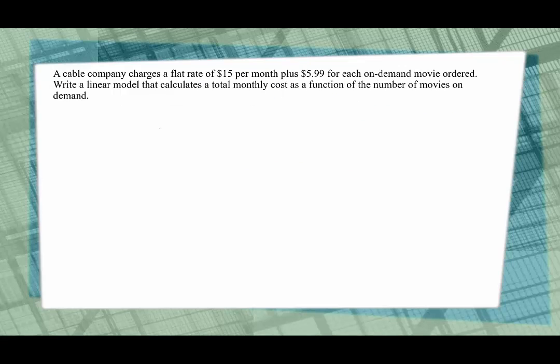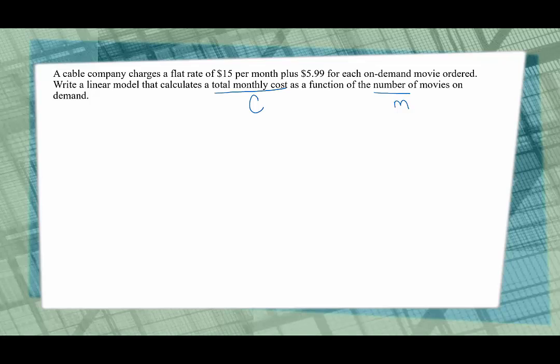In our next example, it says a cable company charges a flat rate of $15 per month plus $5.99 for each on-demand movie ordered. Write a linear model that calculates a total monthly cost as a function of the number of movies on demand. Okay, so again, we have two variables here, a total monthly cost, so we'll use C for cost, as a function of, so the independent variable is going to be the number of movies on demand. So we can either use M or N. I'll use M for movie.